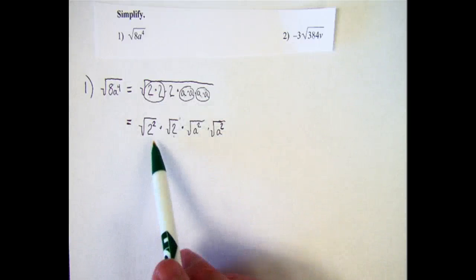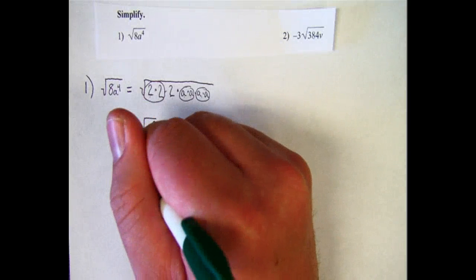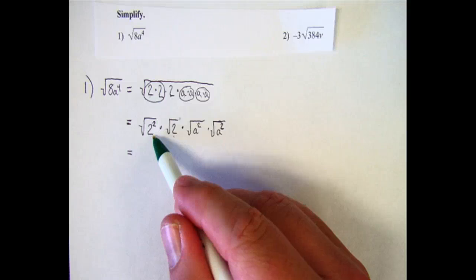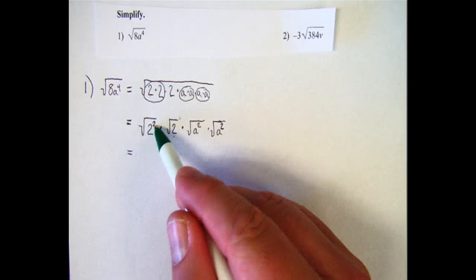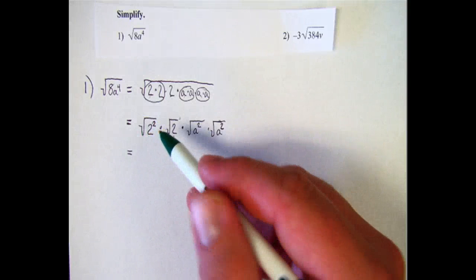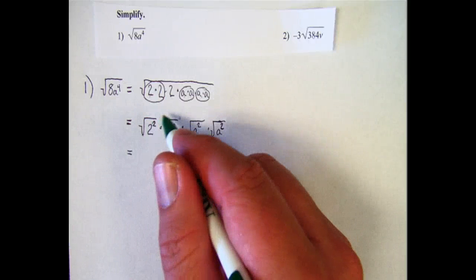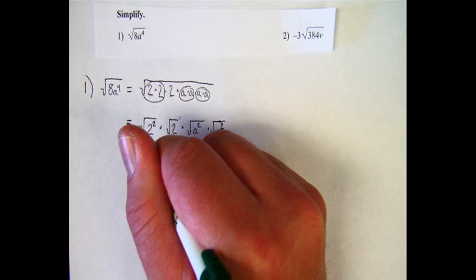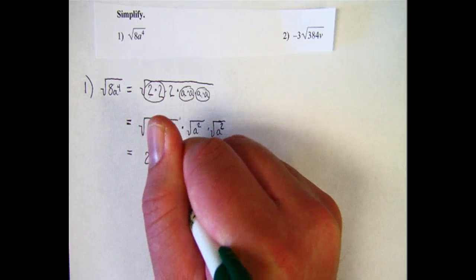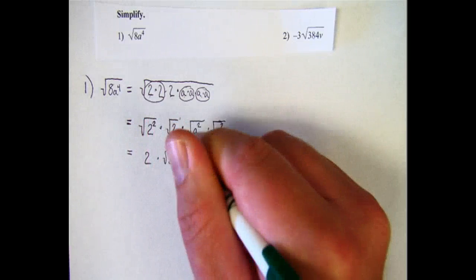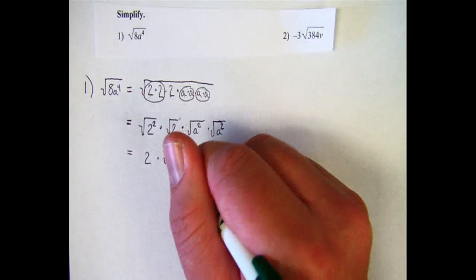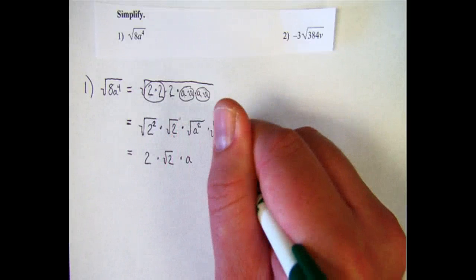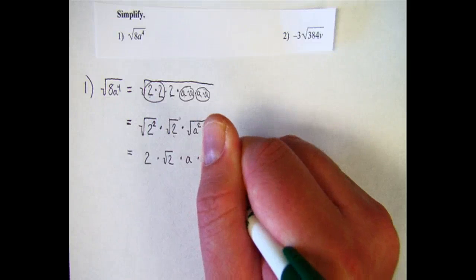And now we can simplify some of these. We know what the square root of 2 squared is. Taking the square root and squaring something are inverse operations, so these two will in effect cancel each other out. So the square root of 2 squared is 2, times the square root of 2. We don't have a way to simplify that. The square root of a squared is a, and the square root of a squared is a.